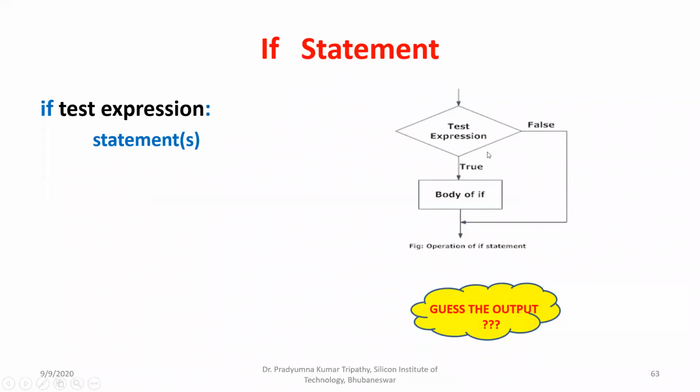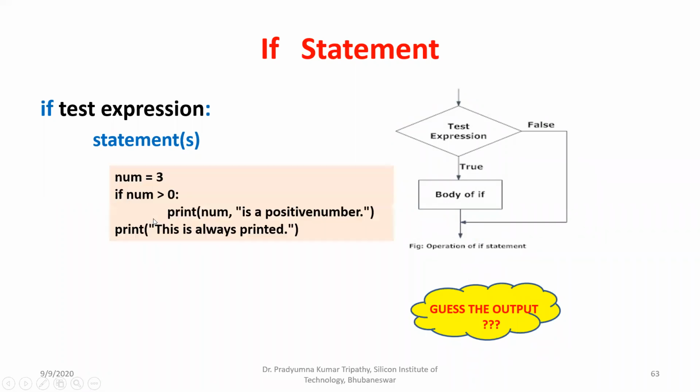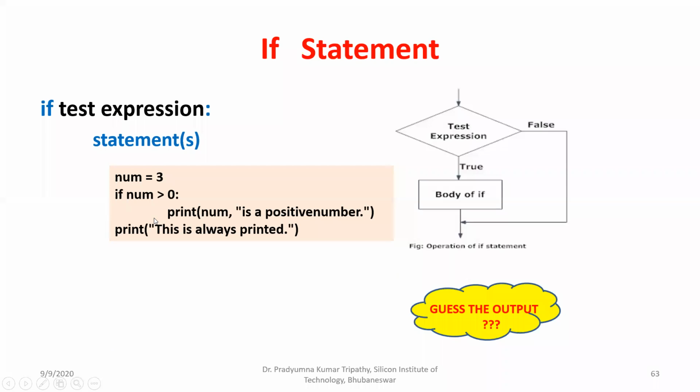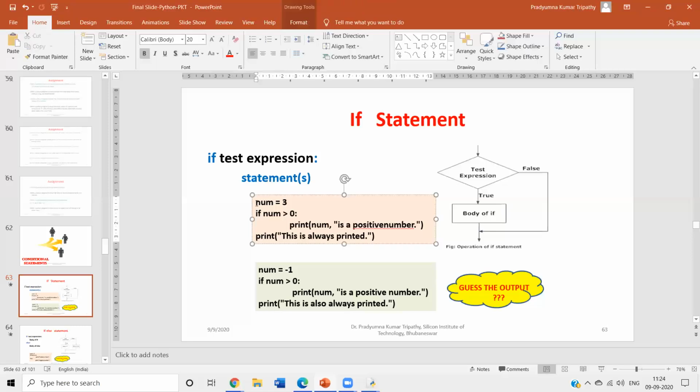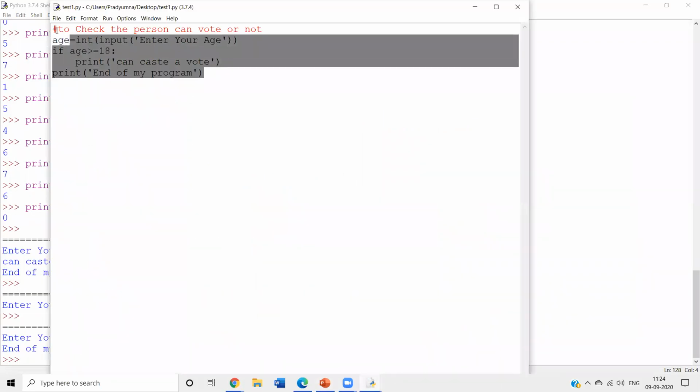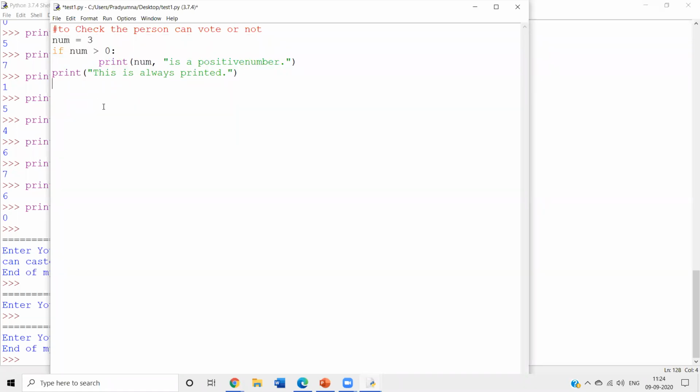So I have a test expression. If it is true, the body part executes. If it is false, it will come over here, and that we already know. So for example, if num is greater than 0, then print this: num is a positive number. Otherwise, it should print this one. You may execute the code over here. See.